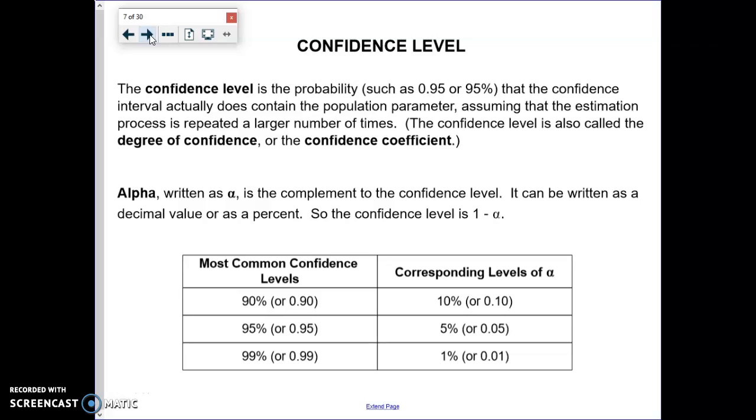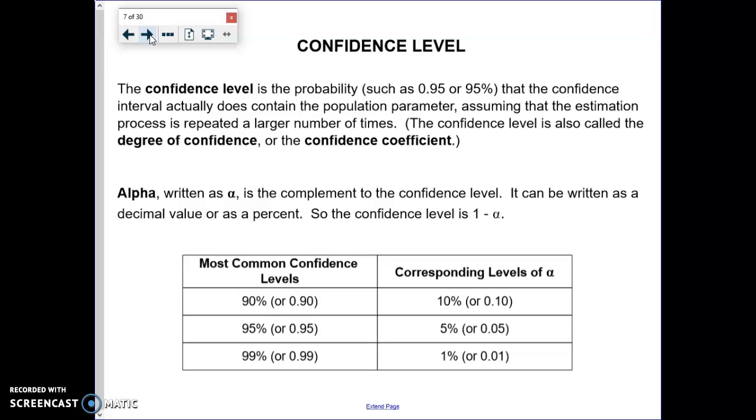Now, when we construct a confidence interval, we look first of all at the confidence level. The confidence level, again, is the probability, or it could be a percentage, such as 0.95 or 95%, that the interval actually contains the population parameter, in this case, the population mean. And this is important, assuming that estimation process is repeated a large number of times.